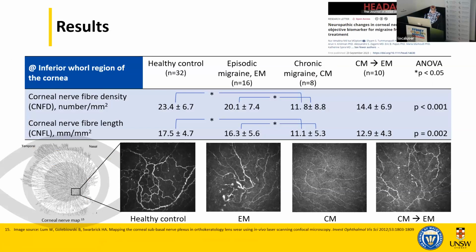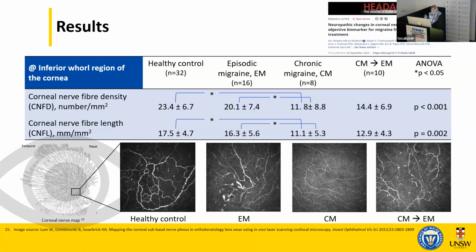So for the analysis, we recategorized the migraine patients into groups of episodic migraine, chronic migraine, and CM to EM. The CM to EM group is a group of migraine patients who were previously diagnosed as having chronic migraine and now have episodic migraine after receiving treatment.